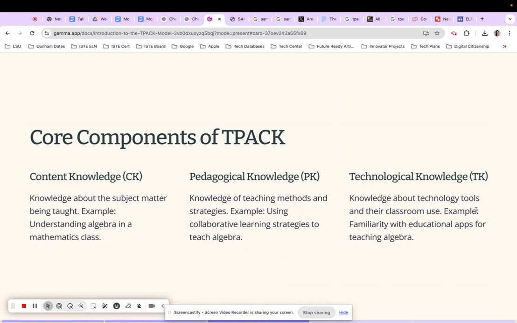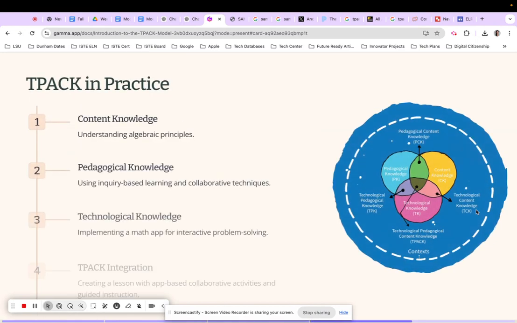So if we look at the example, the content knowledge would be understanding algebra. And then the pedagogy knowledge would be you wanted to do some collaborative learning strategies to teach algebra. And then the technology knowledge would be, okay, well, let me find some educational apps that help with teaching algebra, but also maybe some collaborative learning.